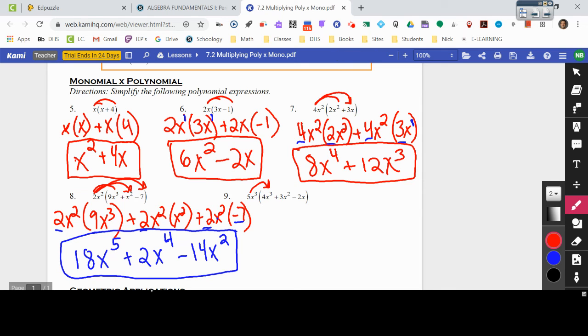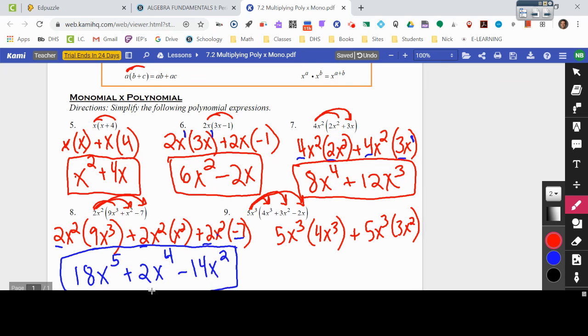So first things first, we're going to take this 5x to the third and multiply it with 4x to the third. Hopefully you did that as well. Now we're going to take this 5x to the third and multiply it with that 3x to the second power. And then we're going to take that 5x to the third and multiply it with that negative 2x. Oops, I'm running out of room here, so I'm going to write this below: 5x to the third times a negative 2x.